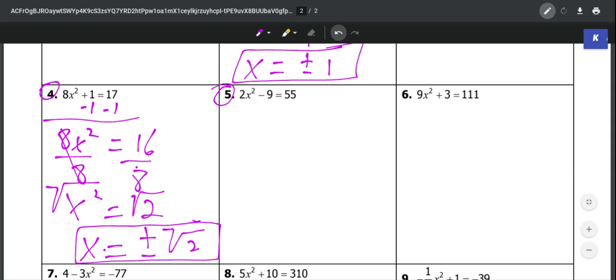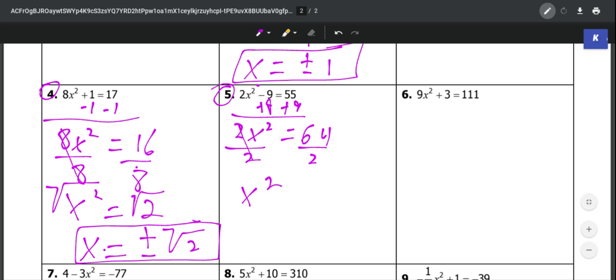So we've got 2x squared minus 9 equals 55. So we are going to first need to isolate this 2x squared. So we're going to add 9 to both sides. 2x squared is going to be equal to, what would that be? 55 plus 9 is what? 64. But we still got to get x squared by itself, so we need to divide by 2 on both sides. Now we've got x squared by itself equal to 32.